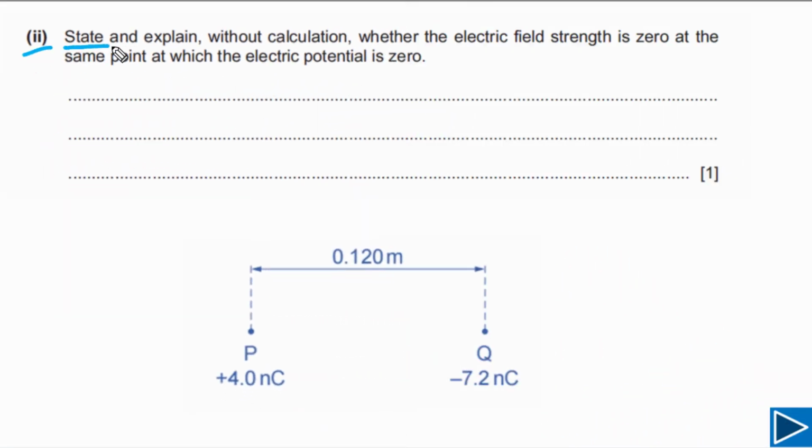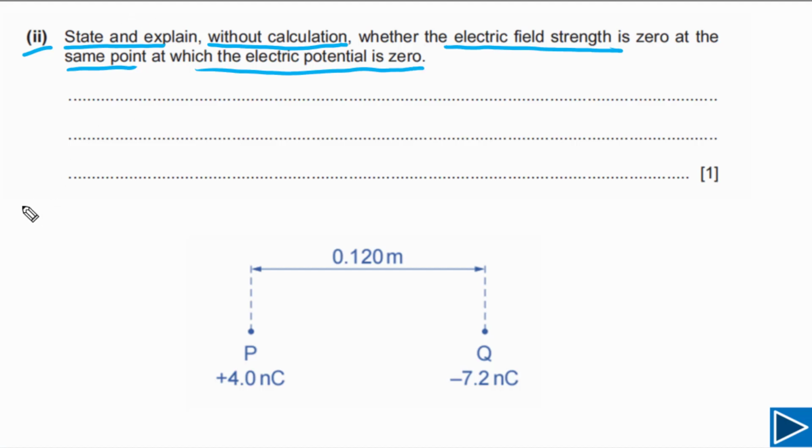For our second part, we need to state and explain without calculations, meaning we don't need to do any calculations for this part. Whether the electric field is zero at the same point at which the electric potential is zero. This question is a bit tricky. This is testing your understanding of electric field and potential and the relationship between them.